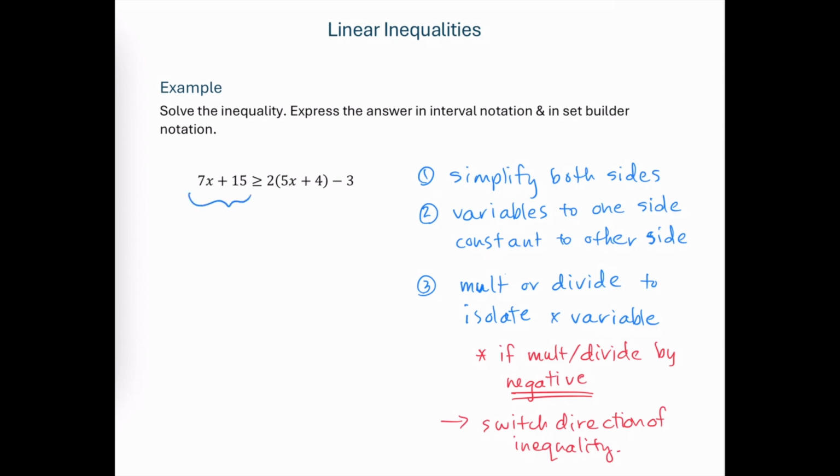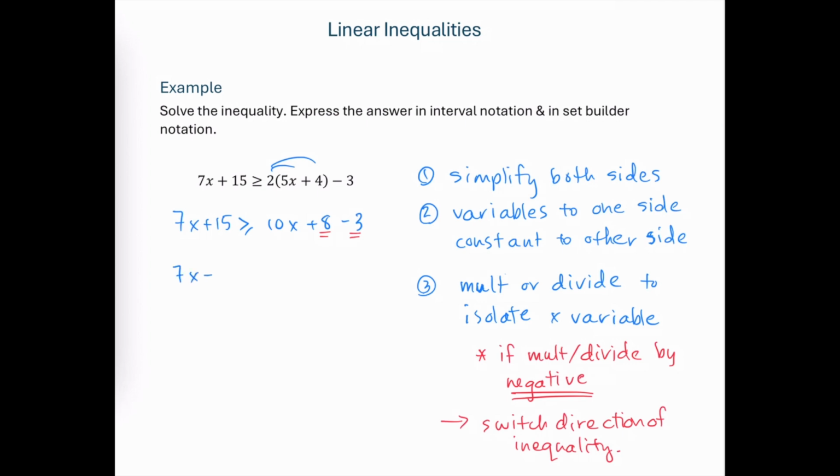There's nothing else we can do to simplify the left-hand side because neither of those are like terms. But on the right-hand side, we could distribute this 2 and combine like terms. So let's copy-paste the left-hand side and distribute the 2 into the right-hand side, which is going to give us 10x plus 8 minus 3. Now we have two constants that are like terms, and we can combine those two on the right.